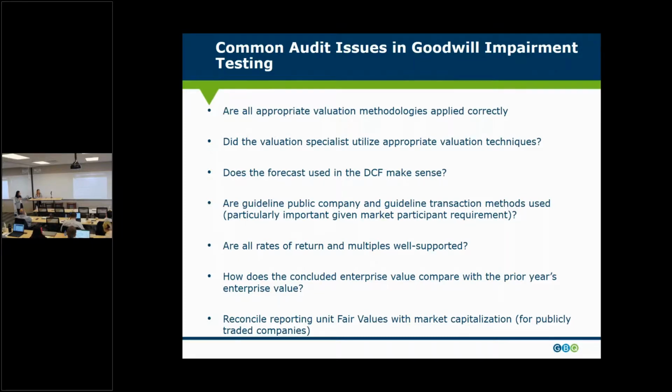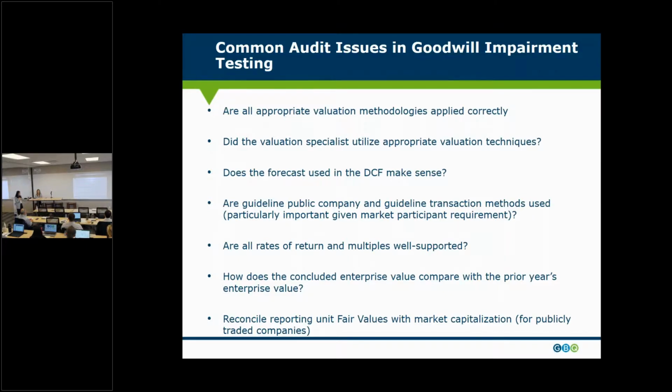So did the valuation specialist utilize the appropriate valuation techniques? Did they only use the DCF, for example, and not consider any market methodologies? Does the forecast in the DCF make sense? So think about what we talked about in purchase price allocation. This should be your market participant forecast. It's also your base case. So it shouldn't be your best case, only if everything goes right, and it shouldn't be your worst case. This should be your base case, most likely, a 50-50 chance of hitting.